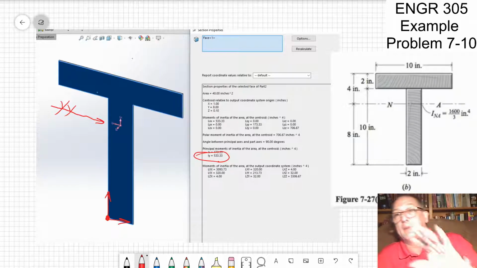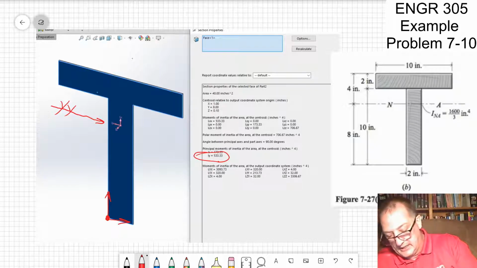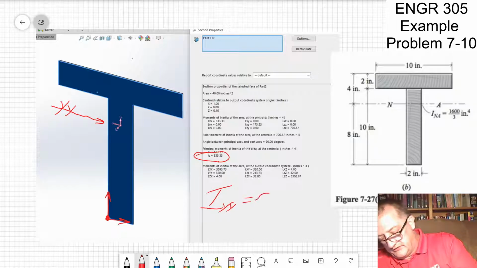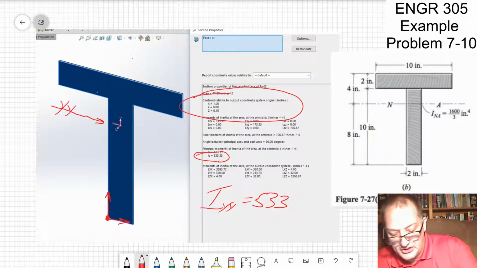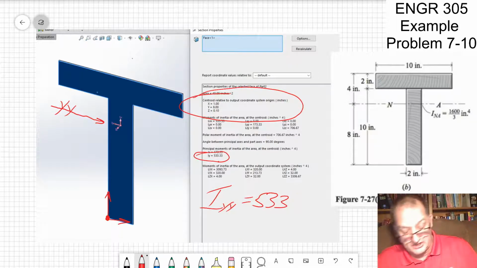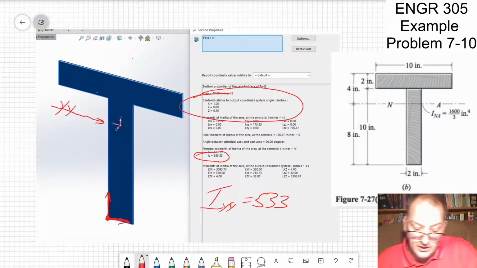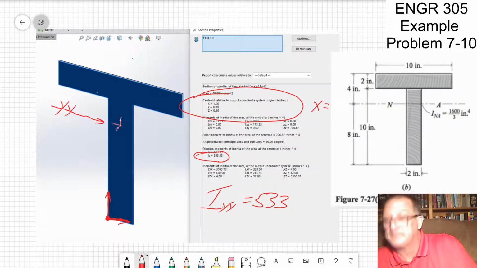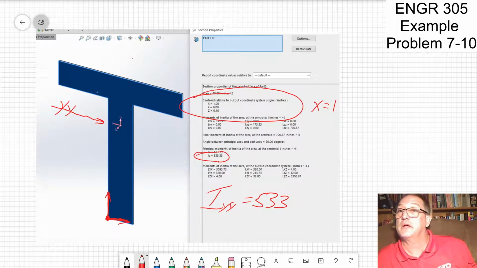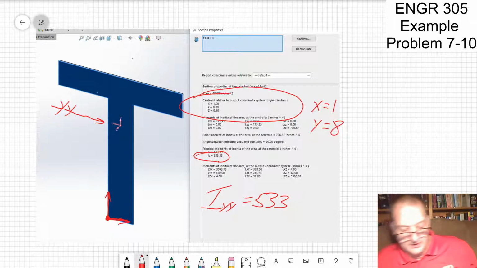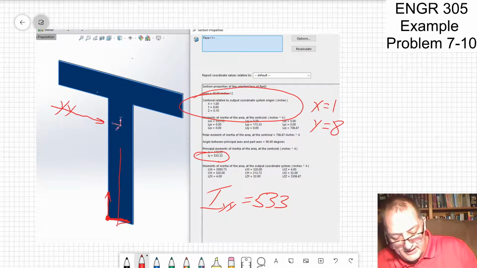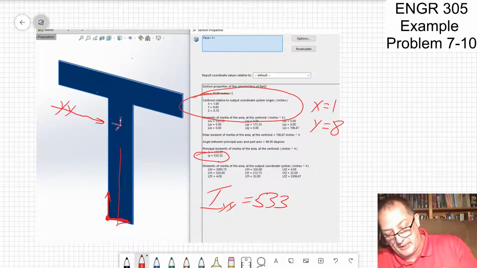533. And now maybe that's a little small on the screen. Trust me on that. IYY equals 533. And then the other thing it's telling me is where the centroid is relative to the coordinate system. Since I know my coordinate system is here, you can see my x is equal to 1. Oh, you can't see that because the figure's in the way. X is equal to 1, and y is equal to 8. So that means I go this way 1. Well, that makes sense. I split that beam up the middle because this top part is symmetric. And then I go up 8.